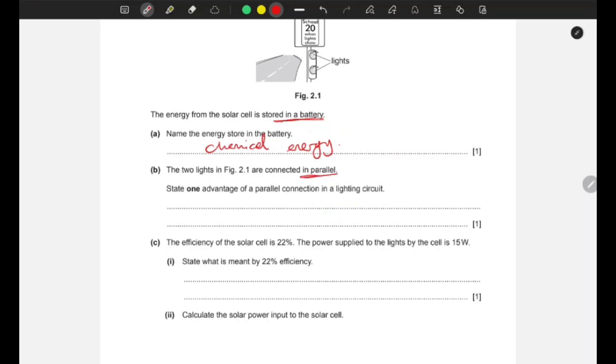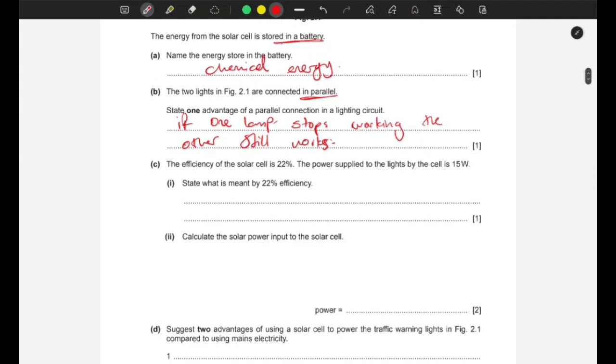Whenever they're connected in parallel, if one lamp breaks or stops working, the other still works. But if this were connected in series, if one lamp stops working, both of them stop working.